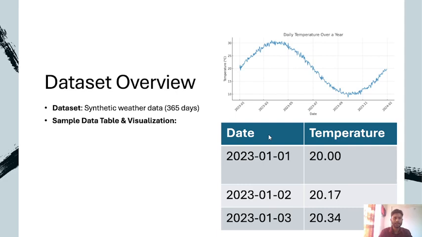Next step, dataset overview. In the dataset overview, you can see a table. In this table, the first column represents the date and the second column represents the temperature. This is a screenshot example of my dataset. Above this table, you can see a graph. The graph represents the daily temperature over a year, where the x-axis represents date and the y-axis represents the temperature.